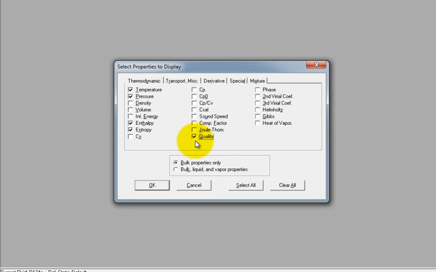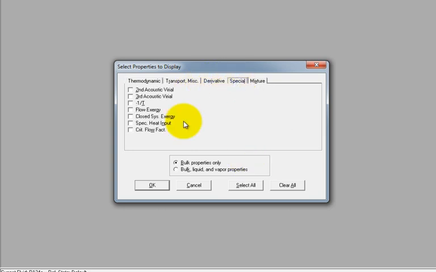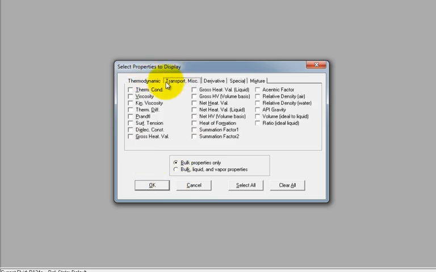It's way over here. You could use Joule-Thomson, compressibility factor, speed of sound. There's a lot here in the software. And then if you wanted to, you could come down to special and get the flow exergy if you wanted to do exergetic analysis of the system. But we didn't, so I'm not going to do it here. And just go back. There's transport. I think I've showed this to you. Just a lot of properties.